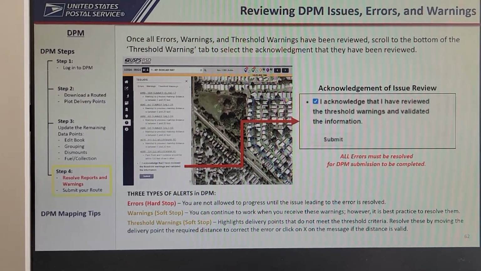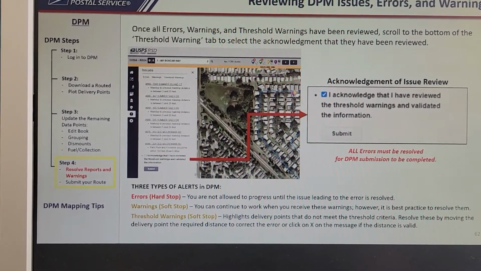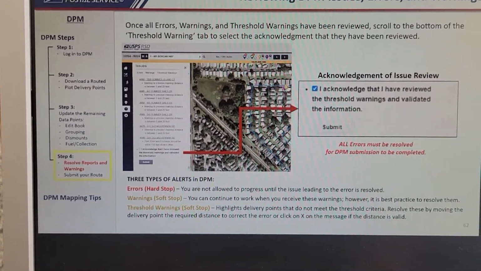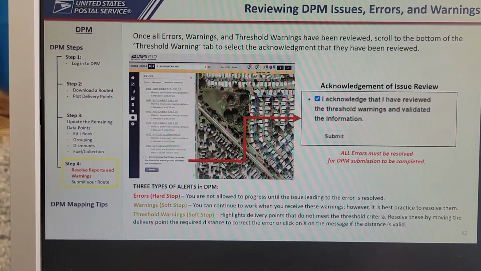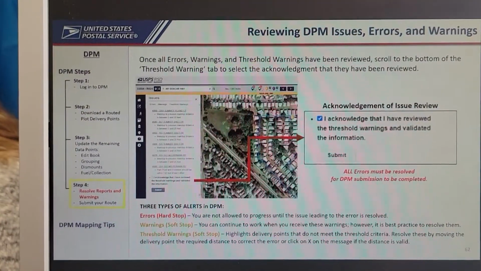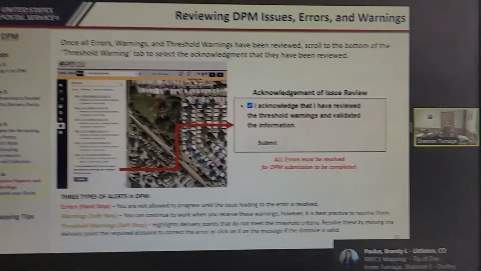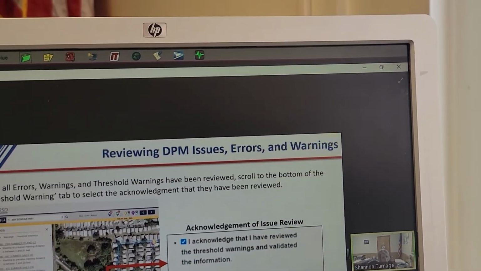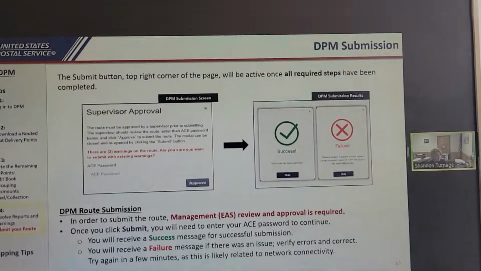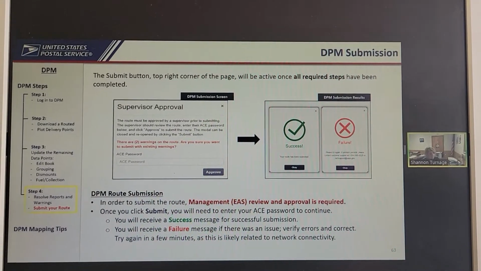And then what you would do, before you can get that submit button to highlight, this is the very last step before that button will highlight, you have to scroll down and you have to acknowledge that you have reviewed your issues. You will never get that grayed out submit button to highlight until you've done that. And we've had people missing that already. So make sure to follow that step. So you would just scroll down, you would click, I acknowledge that I have reviewed the threshold warnings and validated the information, and submit. As soon as you've done that and you did all the previous steps, your submit button will highlight.